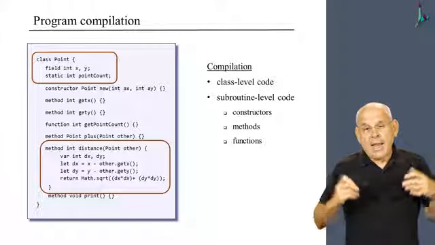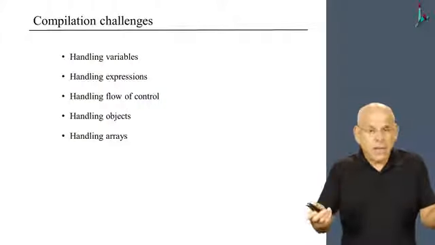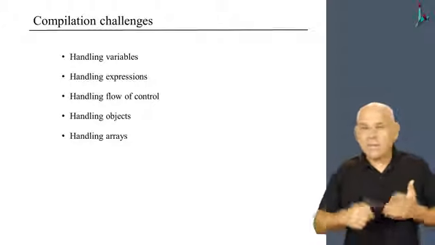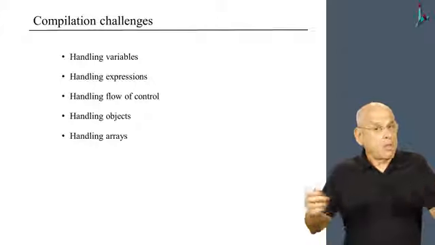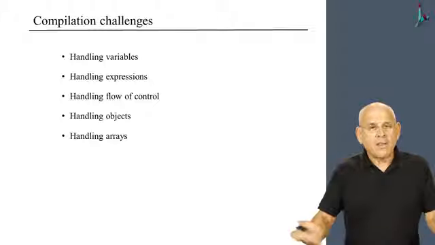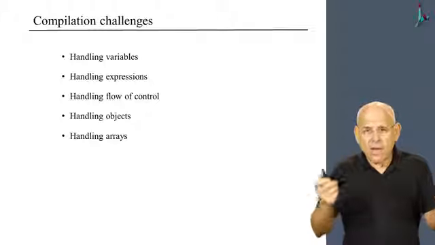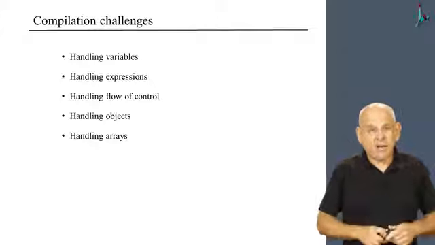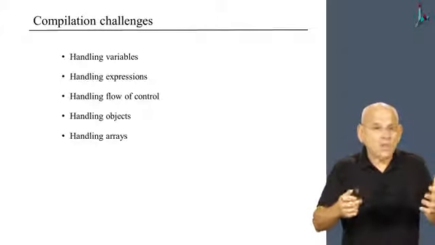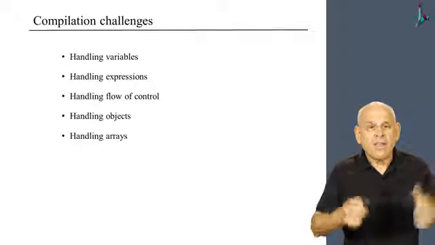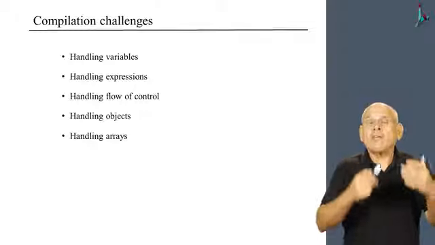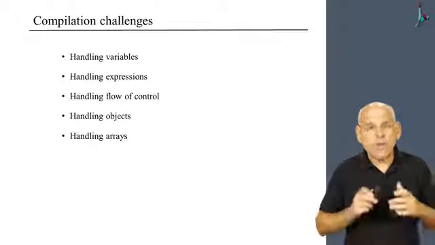All right. Now, what do you see when you compile a subroutine? You see variables, expressions, if, while, statements like those. You can see objects, and obviously you can see arrays. So the compilation challenges that we're going to handle are what you see here on the screen. These challenges are also the table of contents of the next units in this module. In every unit, we'll deal with one of these challenges one at a time.